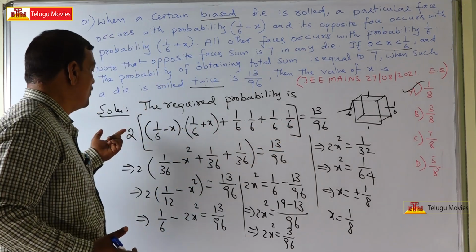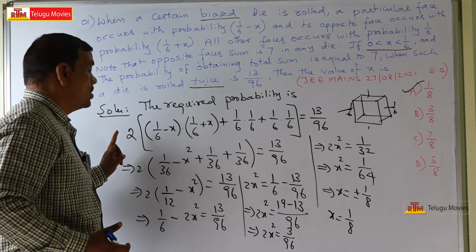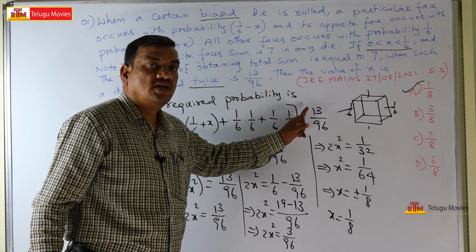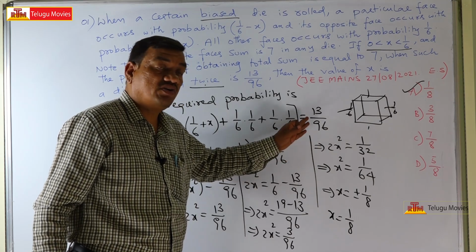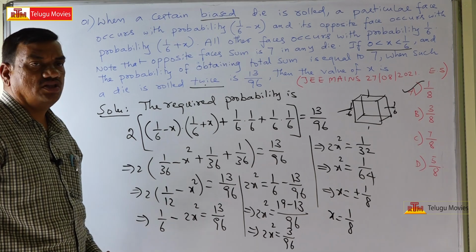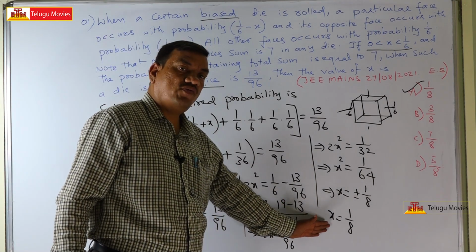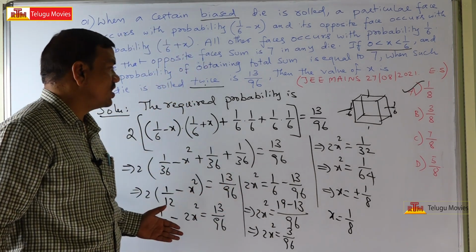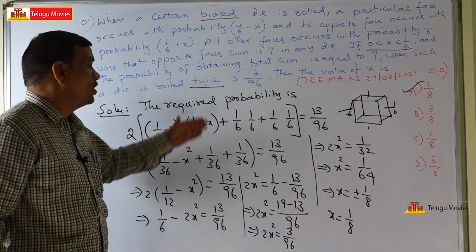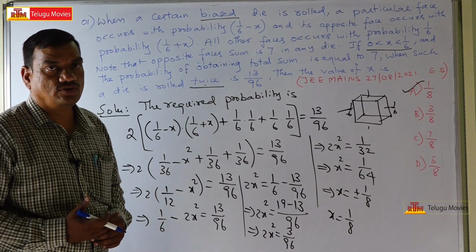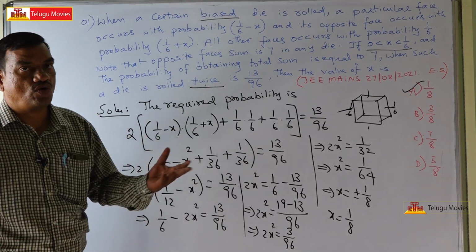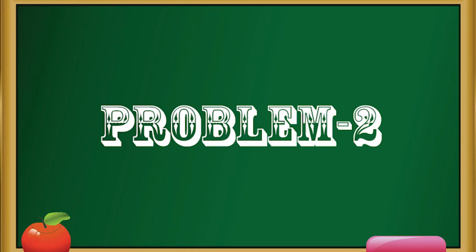So that die is rolled how many times? 2 times, and the probability is given how much? The sum of the probabilities is given as 13 by 96. So I simply solved this equation and I got the value of x as 1 by 8. Without solving this also, just by substituting this value 1 by 8, you can do the option verification also. Okay. So I hope that you understand this solution. So let us go for the next problem.